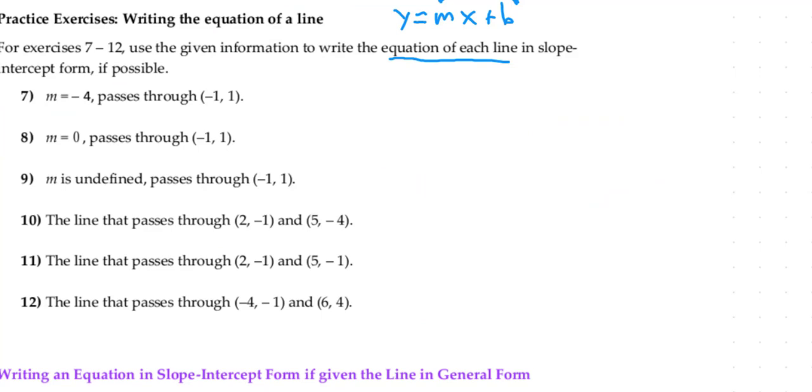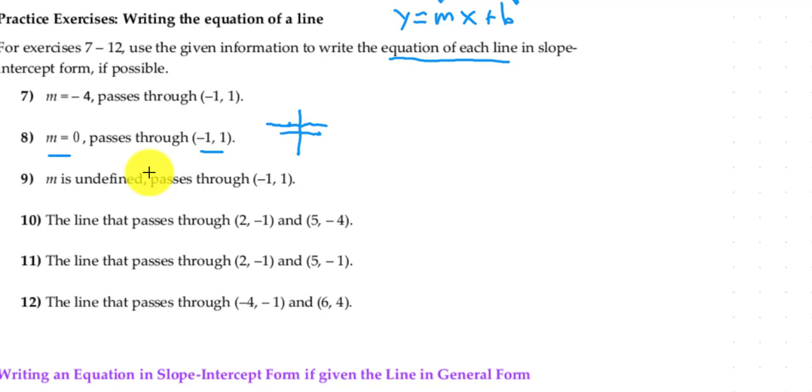Okay, number 8 is a little tricky. Okay, we were given m is 0, right? So we know m is 0, but it says passing through the point negative 1, 1. So remember, a line with a 0 slope is a horizontal line, right? So we just have to figure out what this is going to look like. If I was trying to graph this, negative 1, 1 might be over here, and a line with a 0 slope would be horizontal, right? So graph might look something like that.